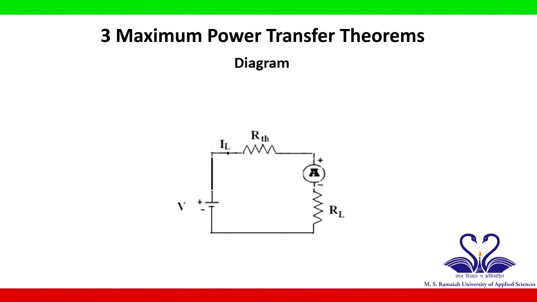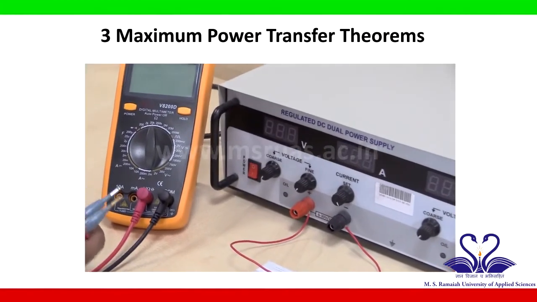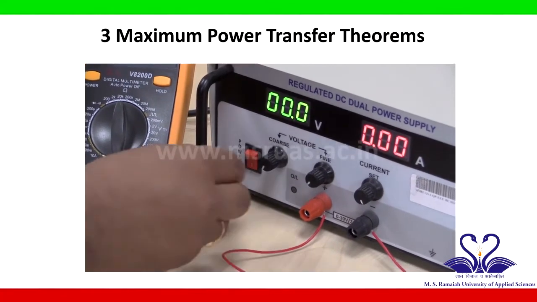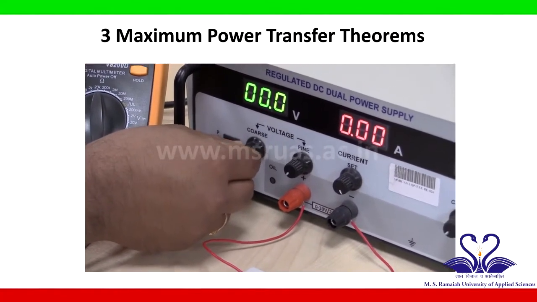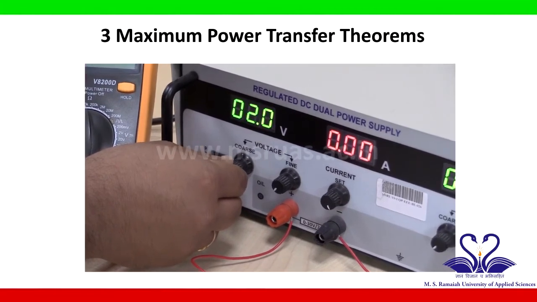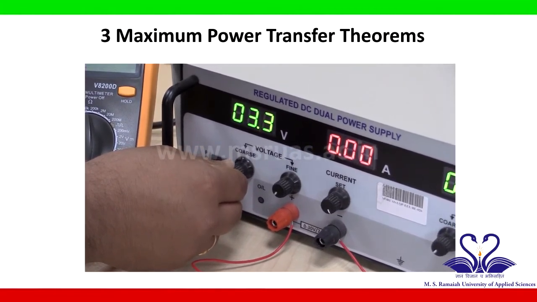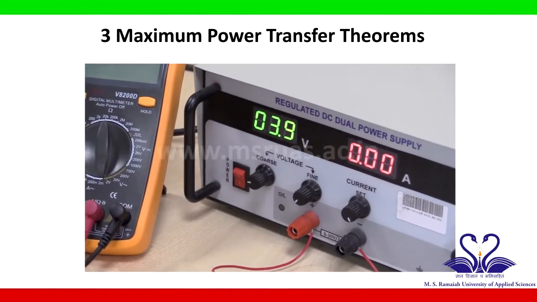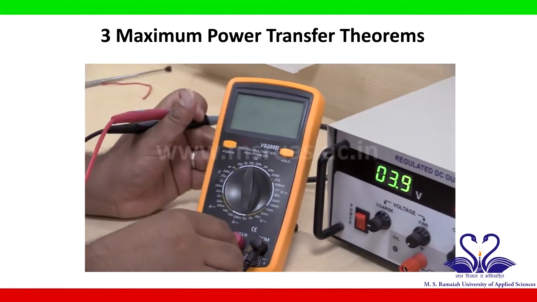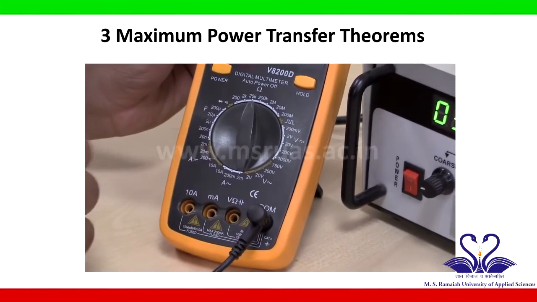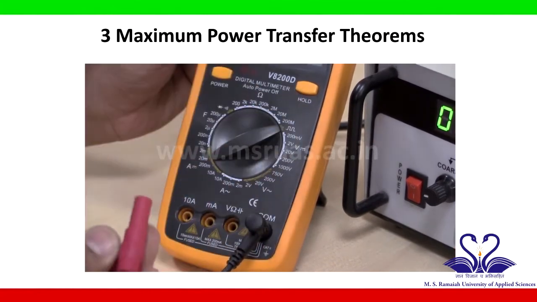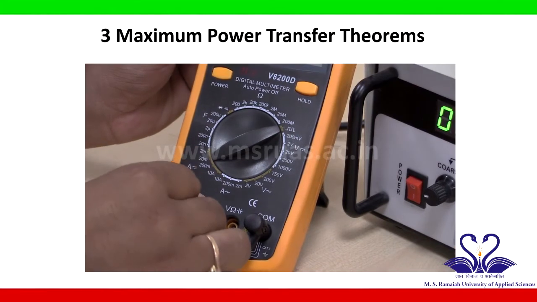Now we will measure Thevenin's load current. Now we will turn on the supply and apply Thevenin's equivalent voltage, that is 3.9 volts, and measure load current. To measure load current using the multimeter, we will keep the knob at 20 milliamps DC current position and fix the red knob to milliamps position.